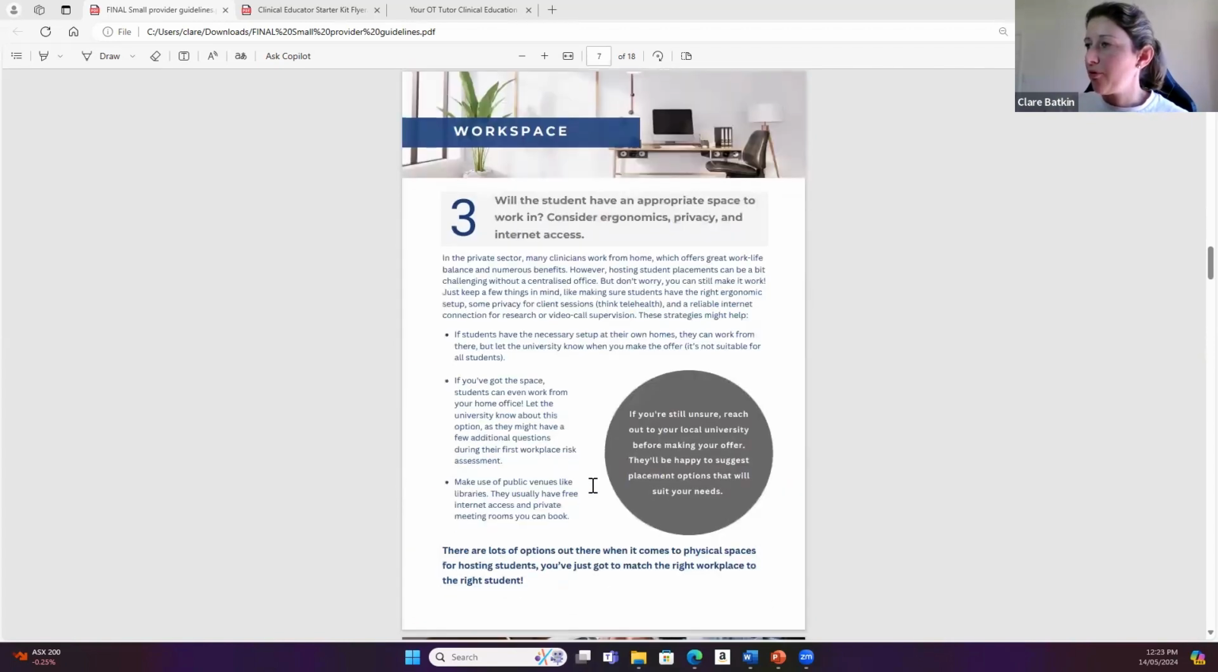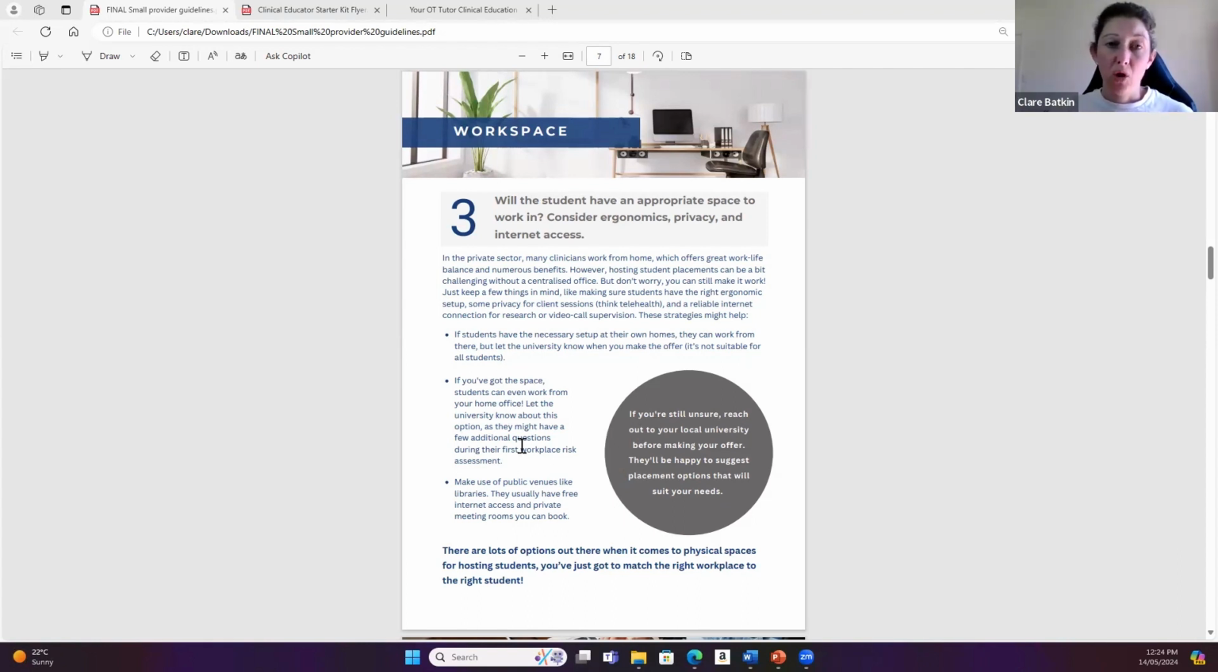We keep going to number 3, which is, will the student have an appropriate space to work in? So you're considering things like ergonomics, privacy, and internet access. If you've got a central meeting place or workplace, often all these things are there and it's easy. If you work from home, a home office, or are a mobile therapist, then it can be a little bit more tricky, and that doesn't mean it's not possible, but there are a few logistical things to keep in mind.